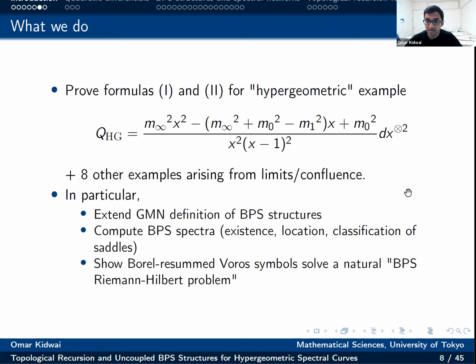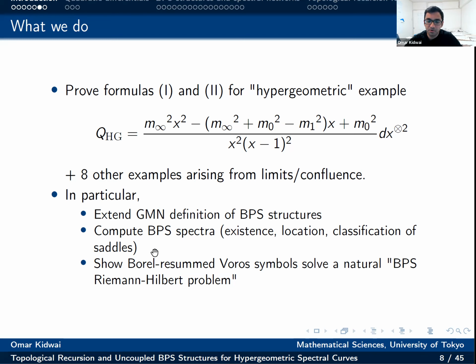So it's essentially a list of several examples. Okay, and what we do on a technical level: first we extend the definition of BPS indices given by Gaiotto-Moore-Neitzke to cover the cases that have simple poles, which we study, as well as degenerate ring domains.